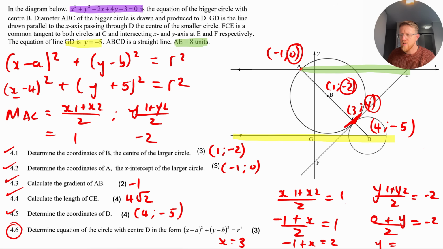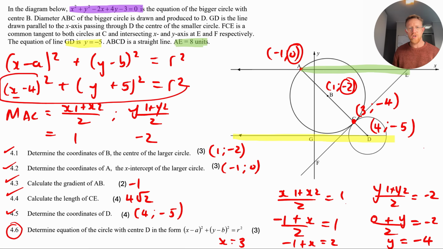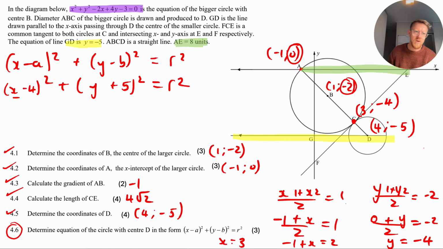And so if you eventually go and solve this, you should eventually end up with -4. So we now have the coordinates of C. It's 3, -4. So we can now go plug that into this circle's equation to find R. And so if we go plug in, that's going to be 3 take away 4, and then -4 add 5, and then you can just solve for R.